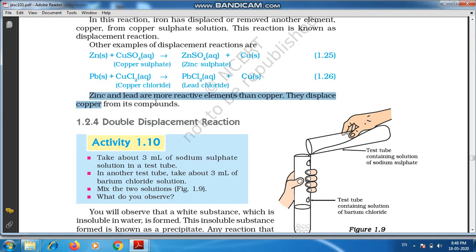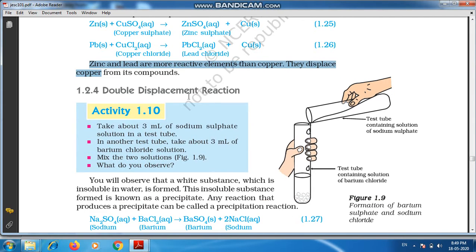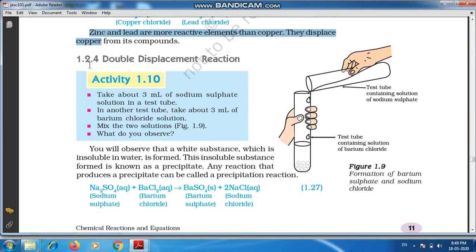So they replace these compounds. In the displacement reaction, this is an important point to be noted. The displacement takes place of the lighter elements, okay. The heavier element replaces the lighter element. The reactivity series which we have studied, students.